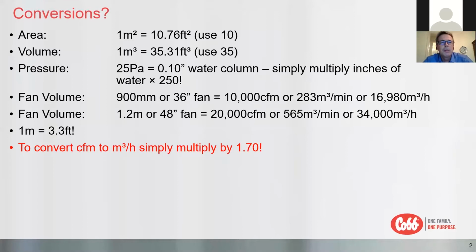Before we start getting into the presentation, I will jump around a little bit between imperial numbers and metrics. So for any of you that get a little confused, simple conversions: there are 10 square feet in a square meter, and 35 cubic feet in a cubic meter. If you talk about static pressure, here in North America we mainly speak about inches of water column. To convert, just multiply by 250. So 0.1 inches of water column is going to be 25 Pascal.